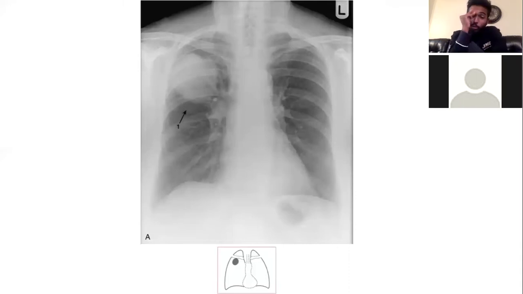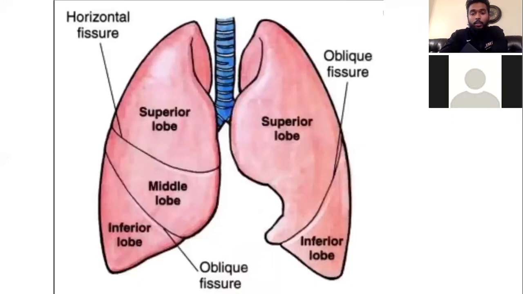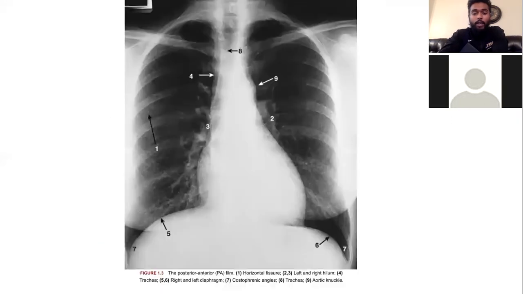I'm going to talk about one more thing that they say helps you out. They talked about in the review, which is called the silhouette sign. Basically, you see how the heart border is clear, it's very distinct. If there was a mass next to it, the border is not as clear because now there's something next to it. You can't distinguish which one's which. So they call it silhouetting the border.